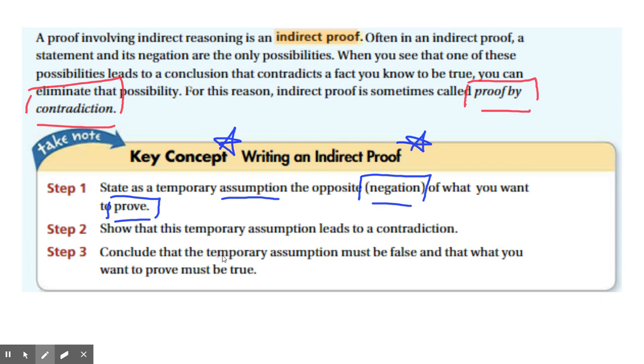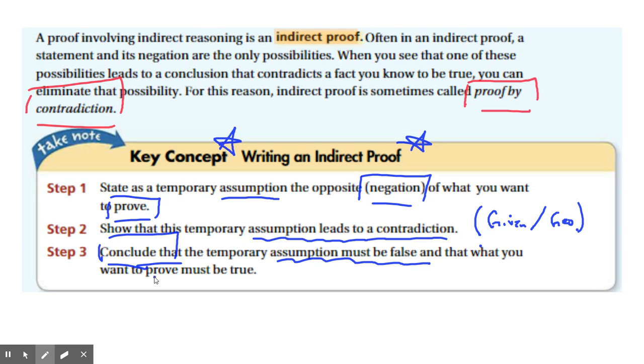Then next, you need to show that this assumption leads to a contradiction. So again, you're going to use geometry here. You're going to do things that make sense, but eventually you're going to contradict. Sometimes you contradict the given. Sometimes you contradict something in geometry, right? One of those two gets contradicted. And then once that happens, you conclude that your assumption must be false and that what you want to prove must be true. And you just go with it.